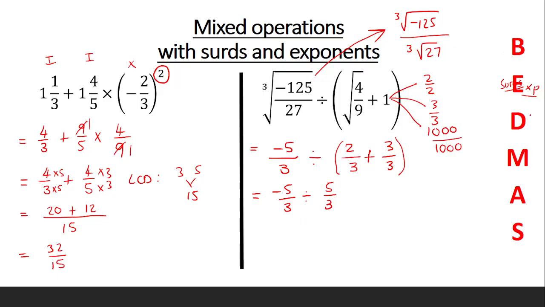Then I'm going to do the division, which is just applying the KCF. So keep, change, flip, and then cross cancellation. 5 and 5, 1 and 1, 3 and 3, 1 and 1. So my answer is a big fat negative 1.